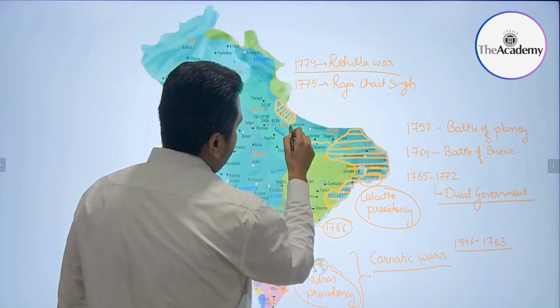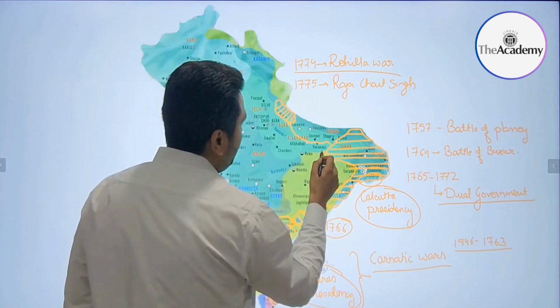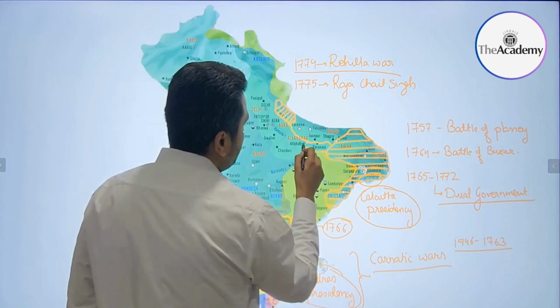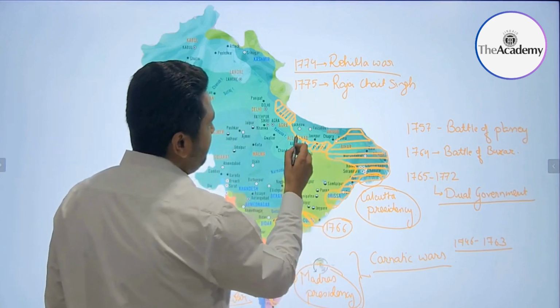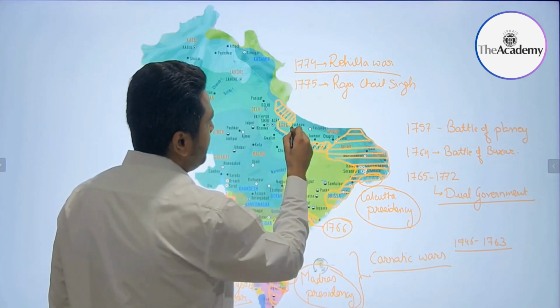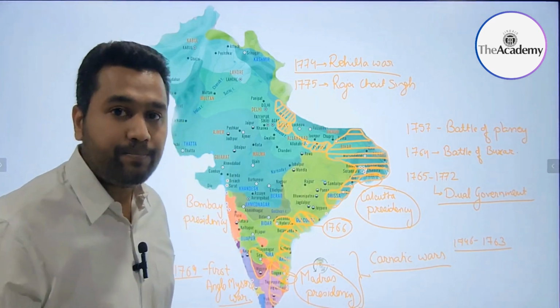So over a period of time, by forcing the Nawab of Awadh, Warren Hastings was able to subordinate a significant area of Awadh territory under his control.